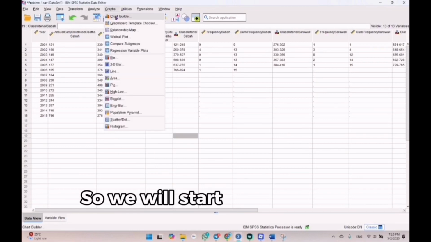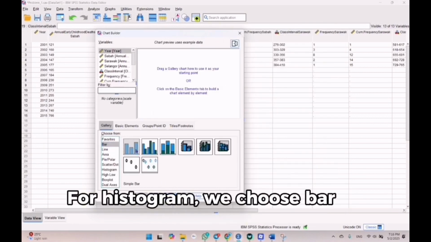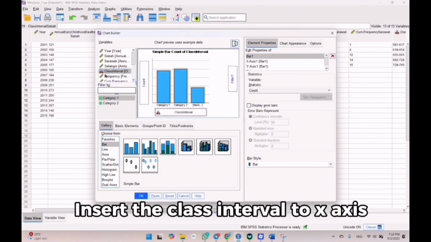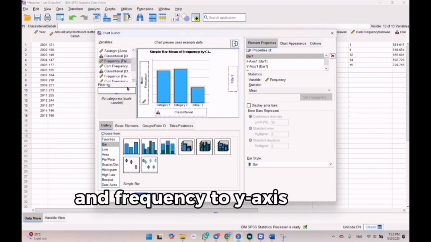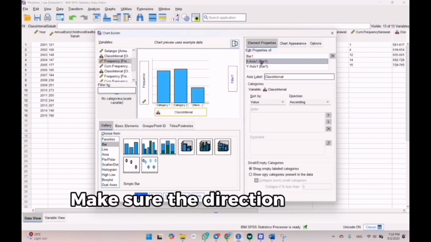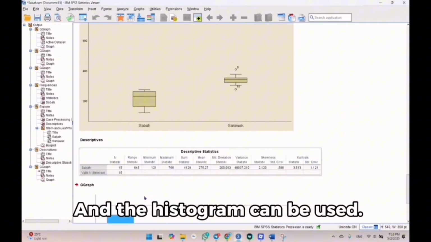So we will start with selecting chart builder. For histogram, we choose bar and select the first one. Insert the class interval to x-axis and frequency to y-axis. For the statistic, choose value. Make sure the direction of x-axis bar is always ascending, and the histogram can be used.